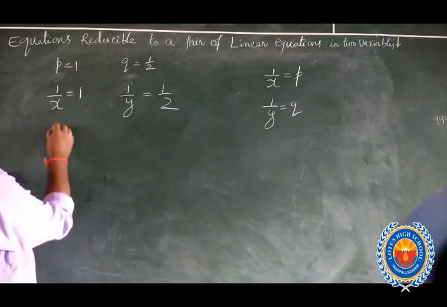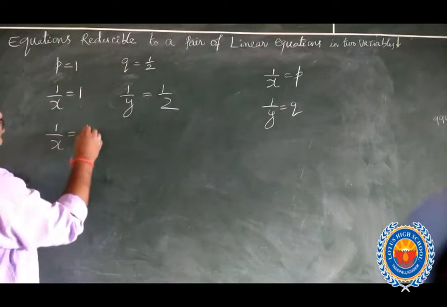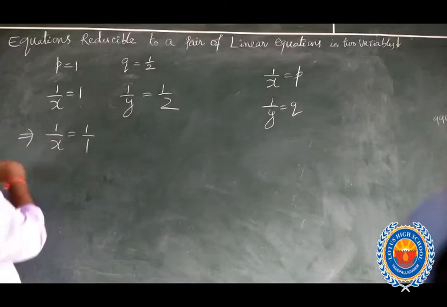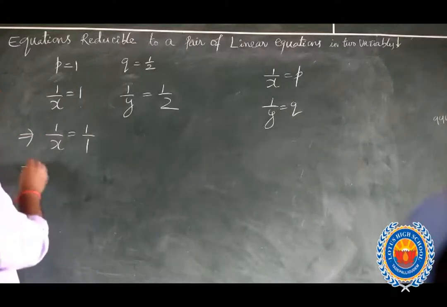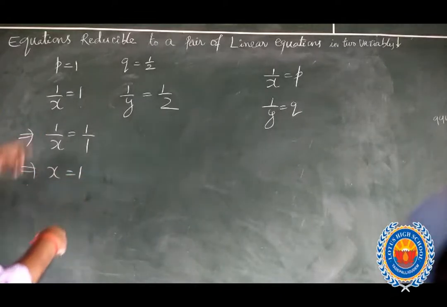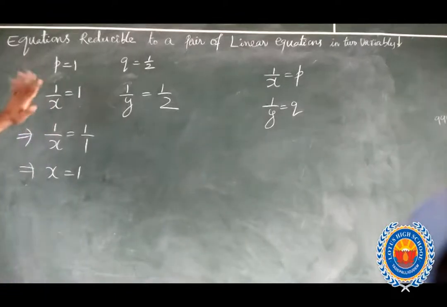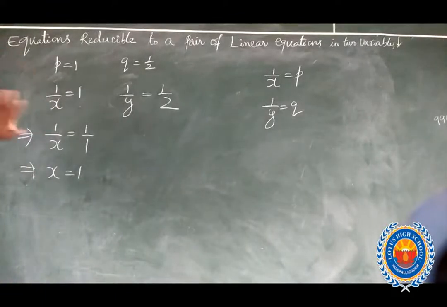Now I can write that 1 by x is equal to 1 by 1. From that I can write x is equal to 1. Otherwise here itself you can write x is equal to 1. X is equal to 1 is the one answer.